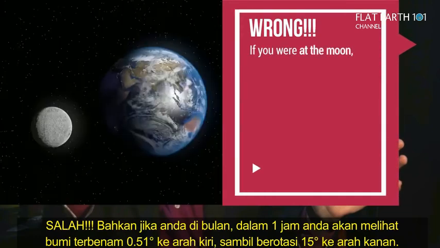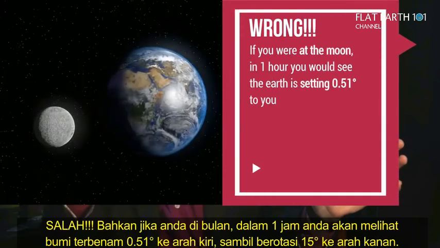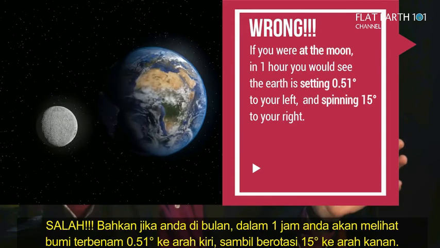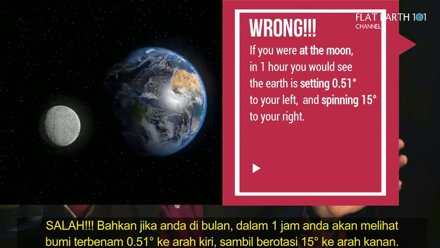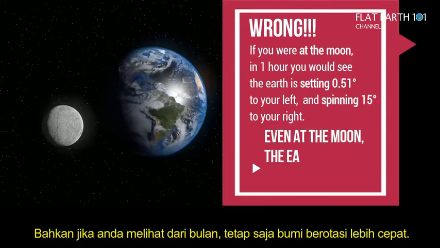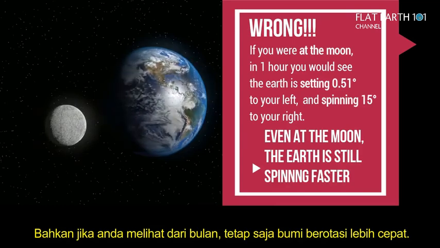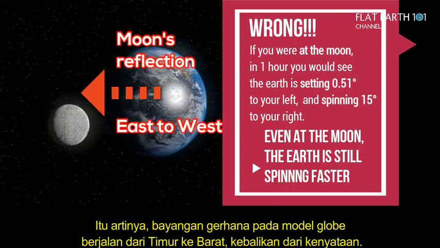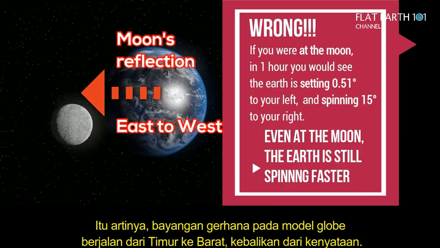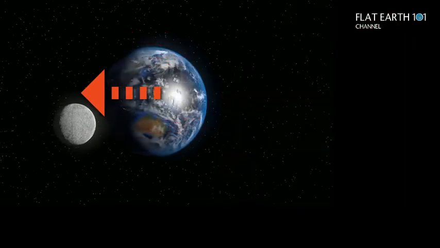Even if you're at the Moon, in 1 hour, you would see the Earth setting 0.51 degree to your left, while it's rotating 15 degrees to your right. Even if you're looking from the Moon, the Earth's rotation is still faster. That means the eclipse shadow in the globe model goes from east to west, the opposite of reality.